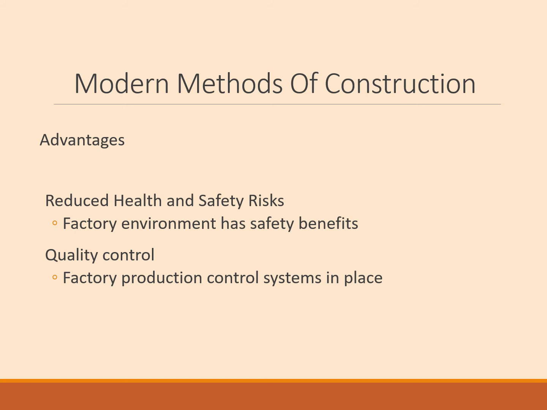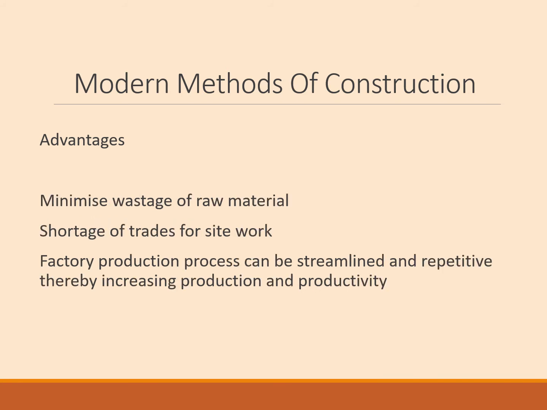Reduced health and safety risks. A factory environment would typically have safety benefits over a site environment. Greater quality control. The factories should have a factory production control system in place. Factories are likely to be more streamlined with minimal wastage of raw material. It's easier to get workers into a factory environment than the harsher environment of a site. Factory production processes can be streamlined and repetitive, thereby increasing production and productivity.